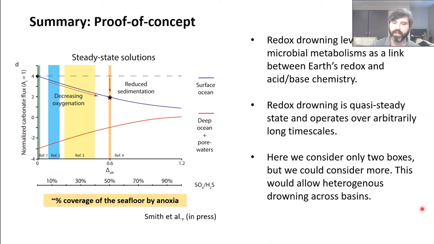And then this last part is not really something we did in this study, although we suggested it at the end of our paper. Here we're really considering only two boxes, this well-mixed surface ocean and this well-mixed deep ocean. But if I was to subdivide that into different ocean basins, like the Tethys versus different sub-basins, I might be able to sustain different curves in those different basins. And that might act to produce this differential drowning record that is different both between basins and maybe within the same basin.